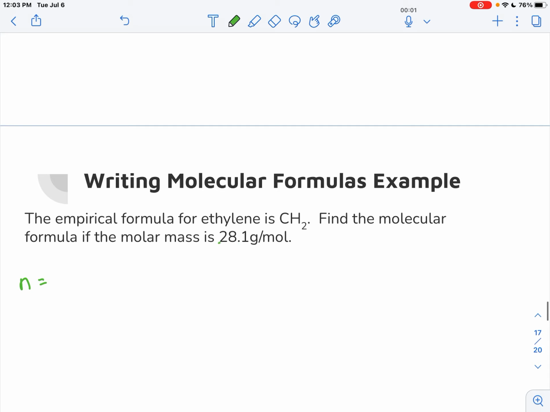So here, our 28.1 is our molar mass of the whole compound. The molar mass of the empirical formula, we just find the same way we'd find the molar mass of anything. We go CH2, look up the decimal numbers on the periodic table, and we would get 14. When we do that division, our N becomes 2, or at least very, very close to 2.